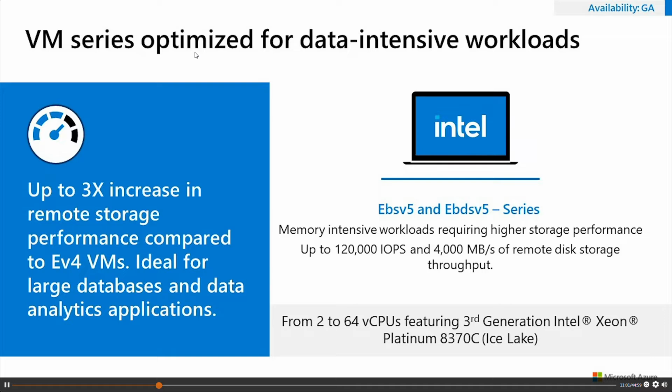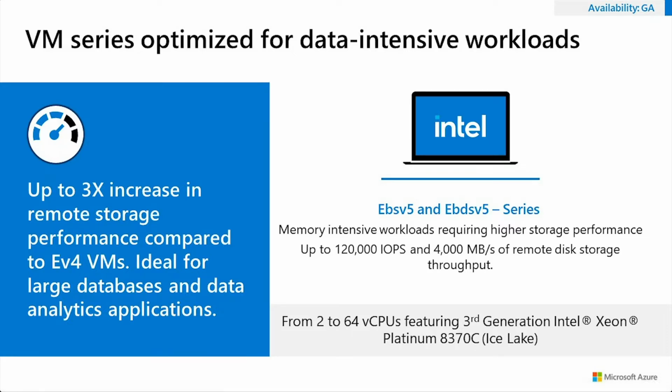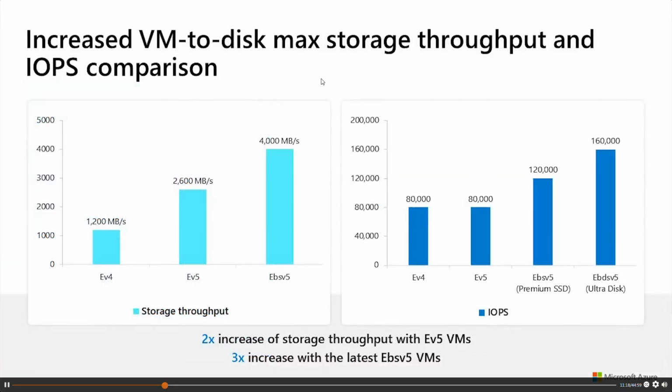This VM series comes in 2 flavors. The one with local disk is the Ebdsv5 series, and the one without local disk is the Ebsv5 series, that you can choose from based on your workload requirements. Now let's dive deeper into the performance improvements we have made in every generation. The graph on the left shows the throughput improvements, and the right one shows IOPS improvements.